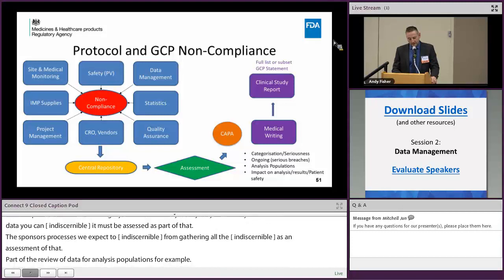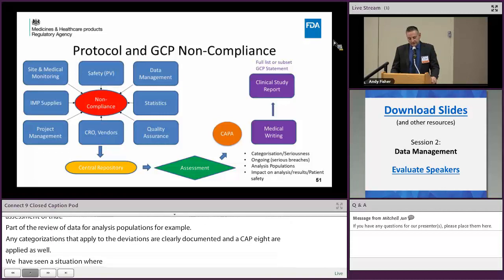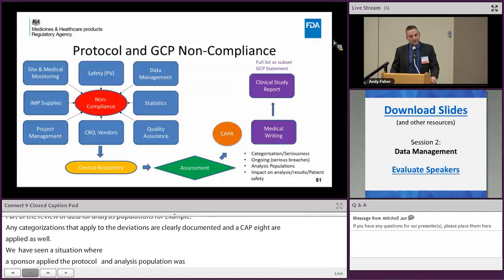So we have seen that situation where the sponsor applied the criteria for deciding per protocol eligibility for the analysis populations to the data, and when the output came, the medical monitor overruled 80% of it, but you wouldn't actually know that from the documentation without actually going into the detail of the system.